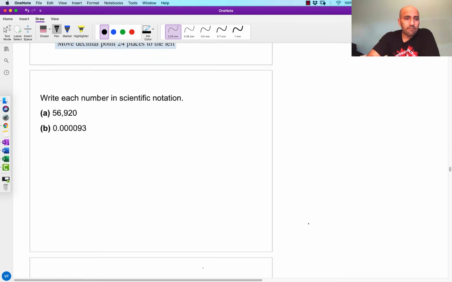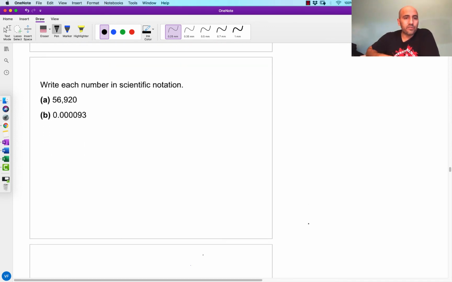Let's say, for example, we're asked to write each of these numbers into scientific notation. So we have 56,920. Not terribly large, but it'll give us good practice on this process. Let's work on that one first. We have 56,920. Remember that by default, that means that the decimal is back here.